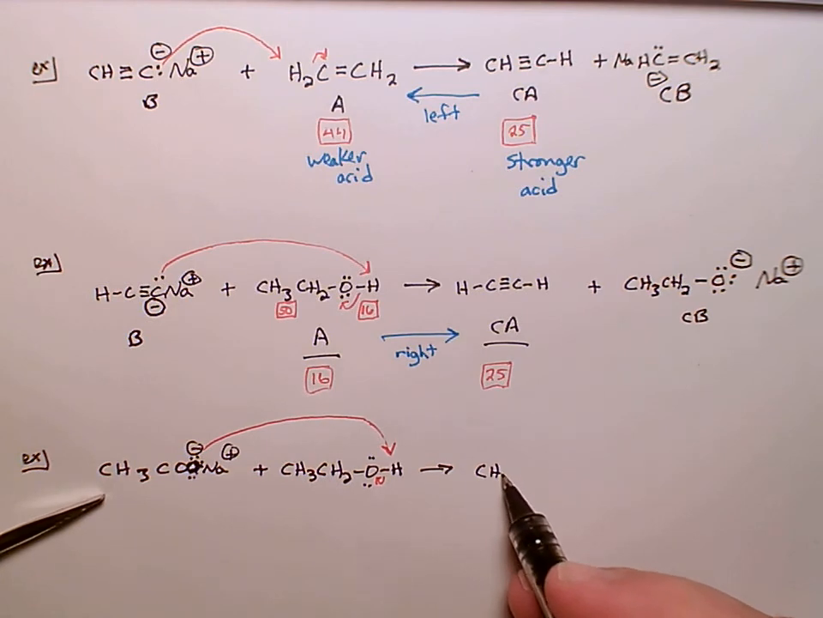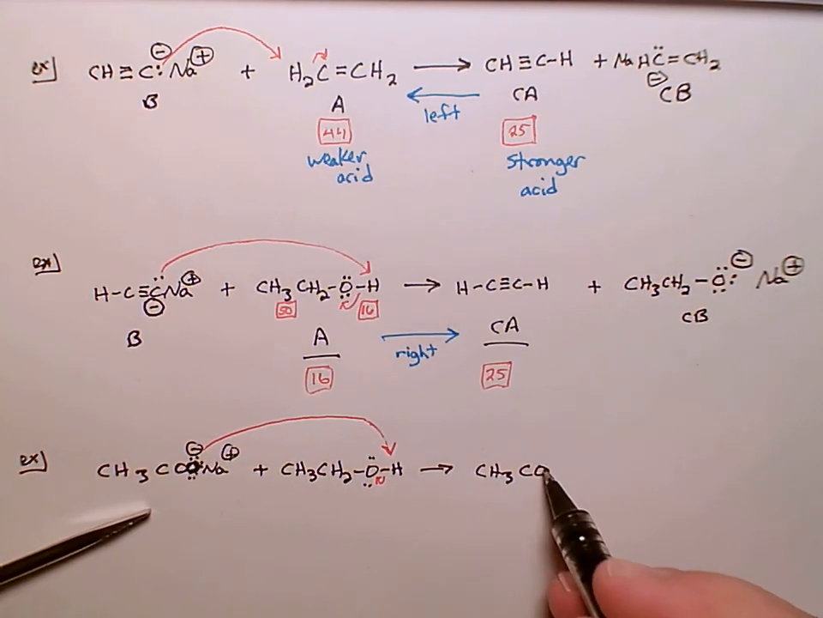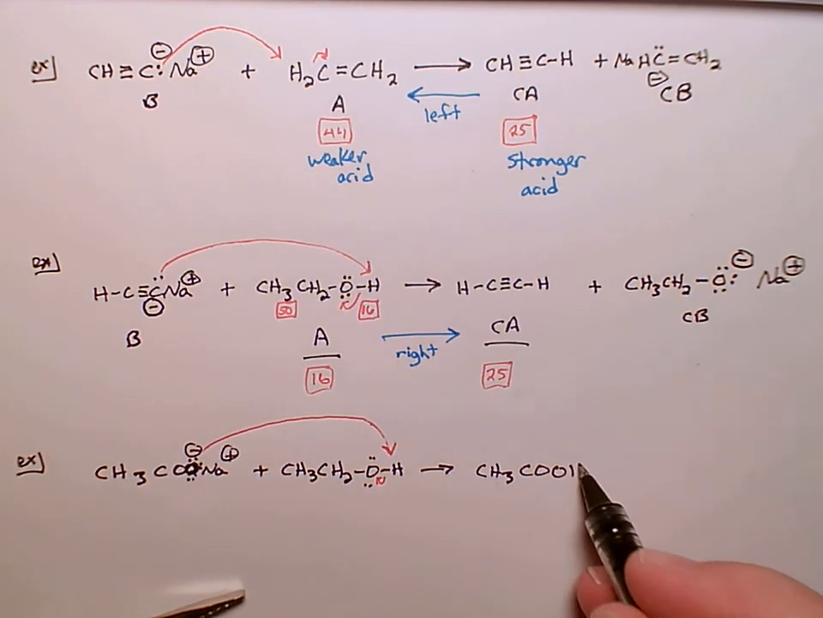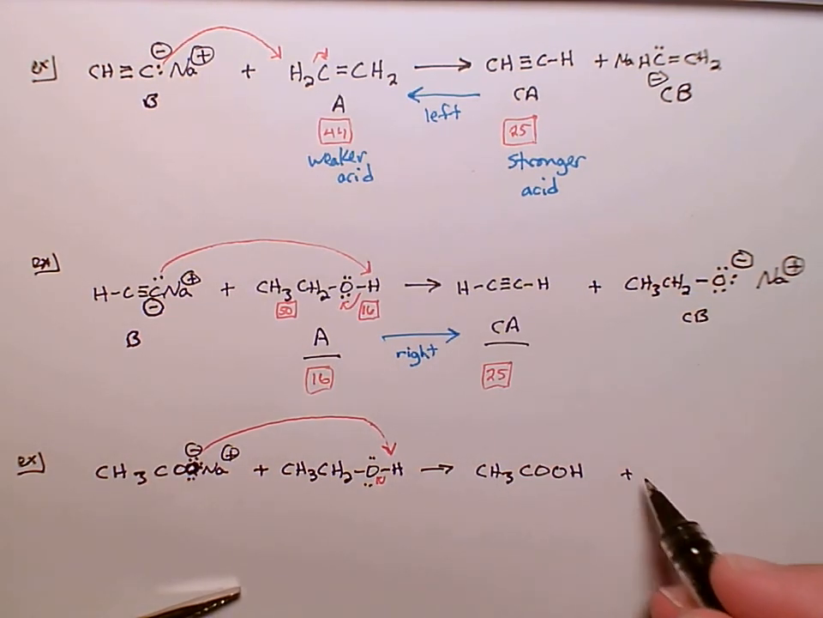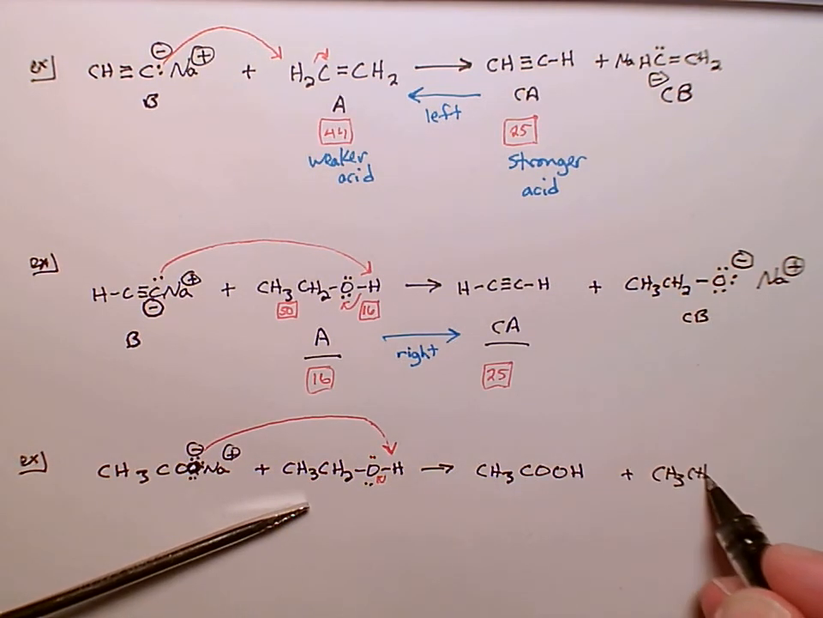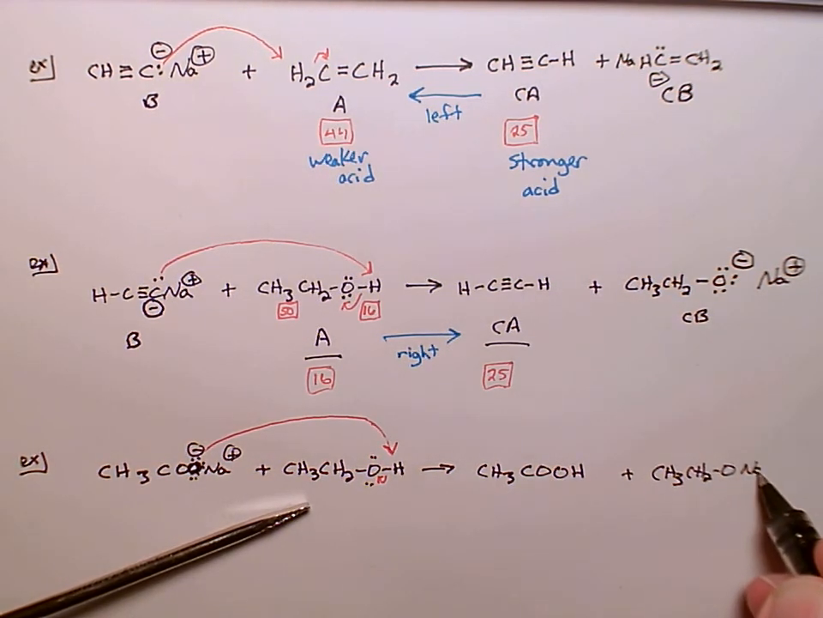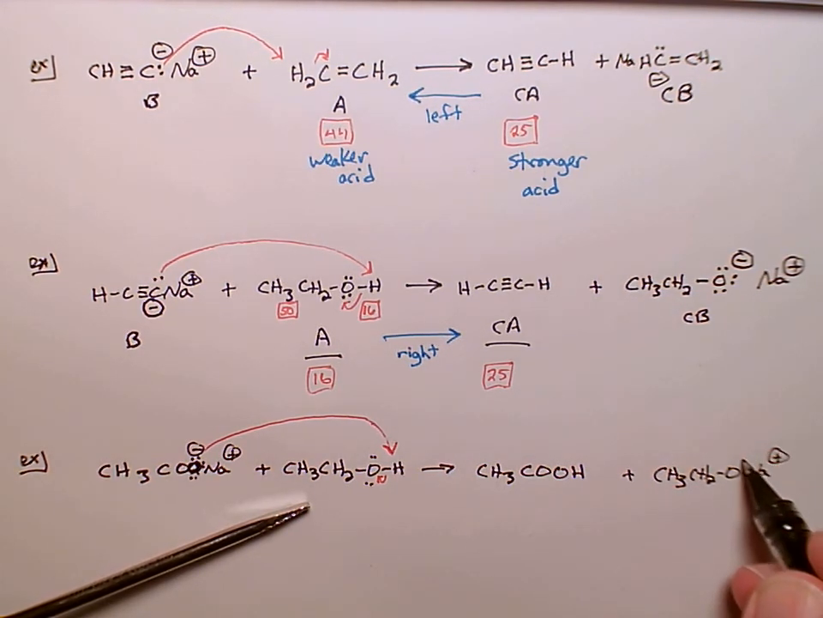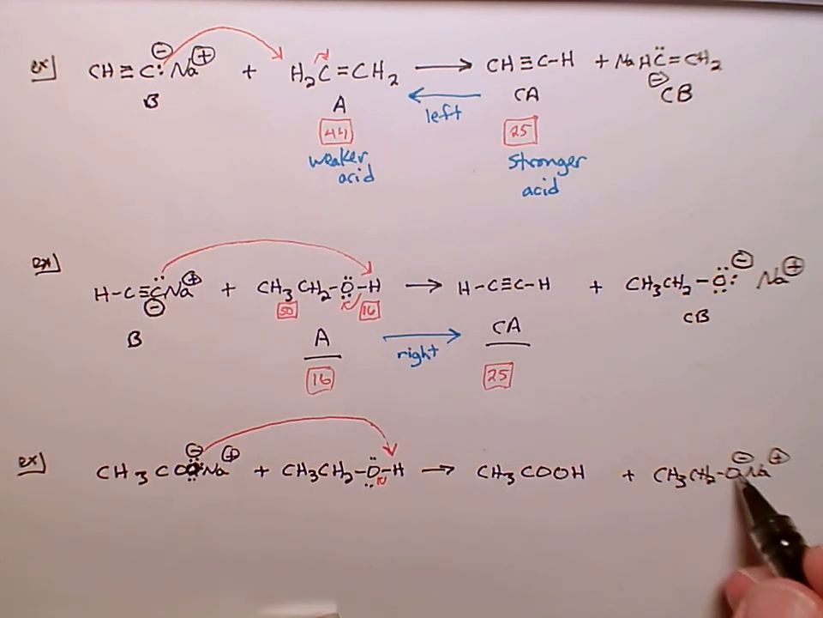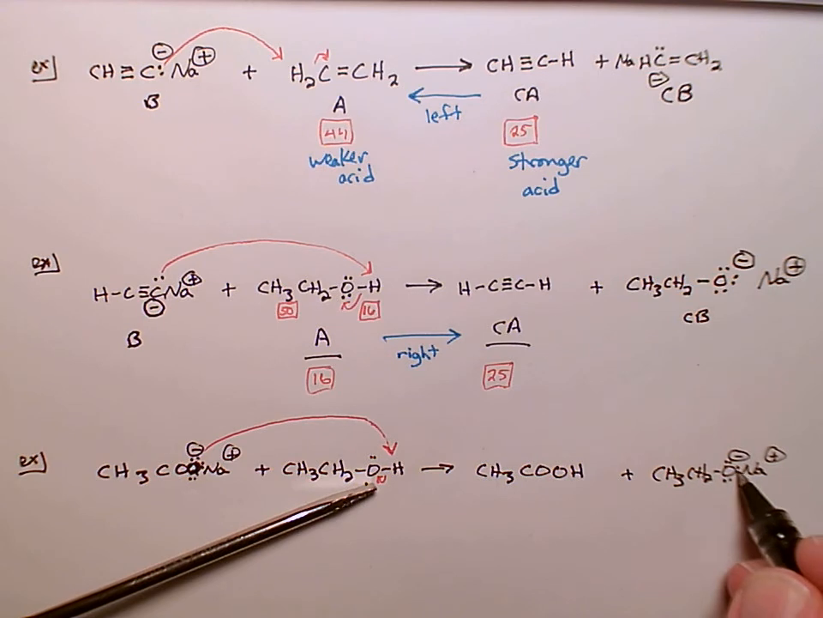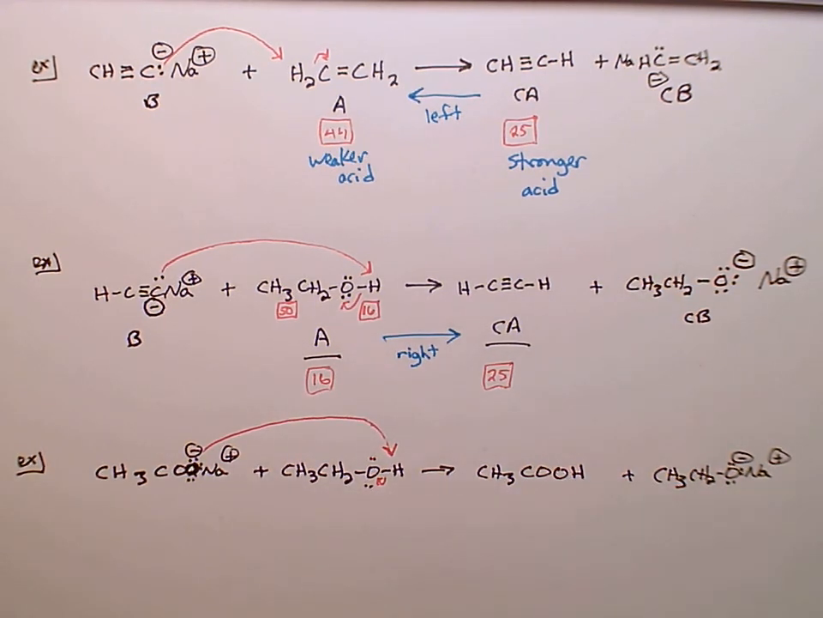And so our products are going to be, okay, CH3, got that. We bonded to that H, COOH, a carboxylic acid, plus CH3CH2ONa. We know our Na is positive, so we know this oxygen's negative, and it's got 1, 2, 3, 4, 5, 6 electrons around it, 3 lone pairs. All right.